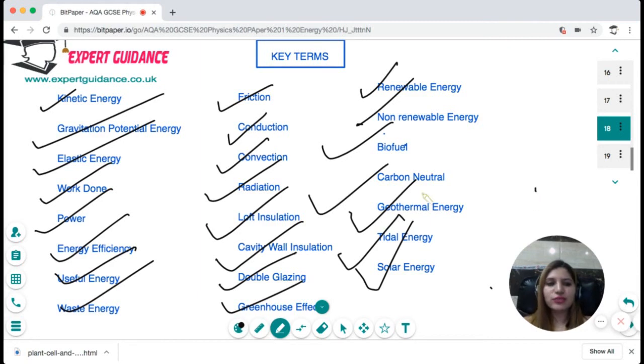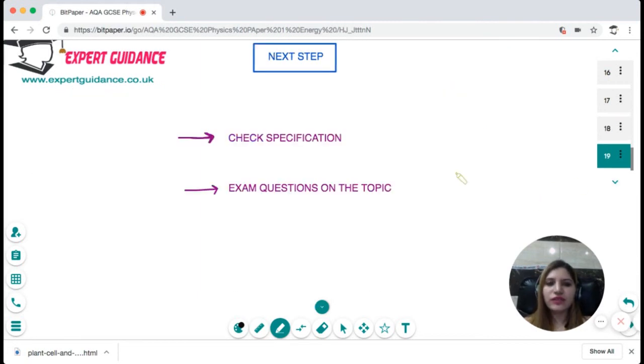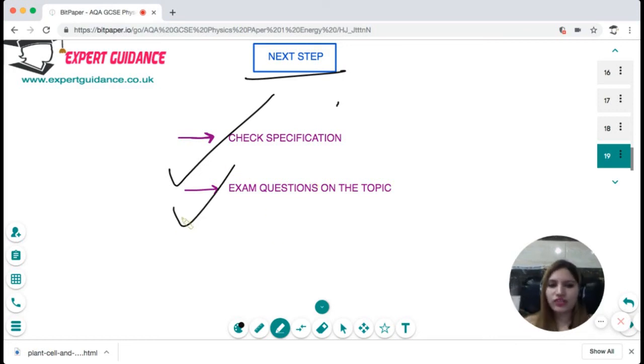You can come to my website, where you can find the explanation of these key terms. Now, as always, your next step is to check the specification, make sure whatever is in the energy specification is crystal clear to you, and do the exam questions on this topic.